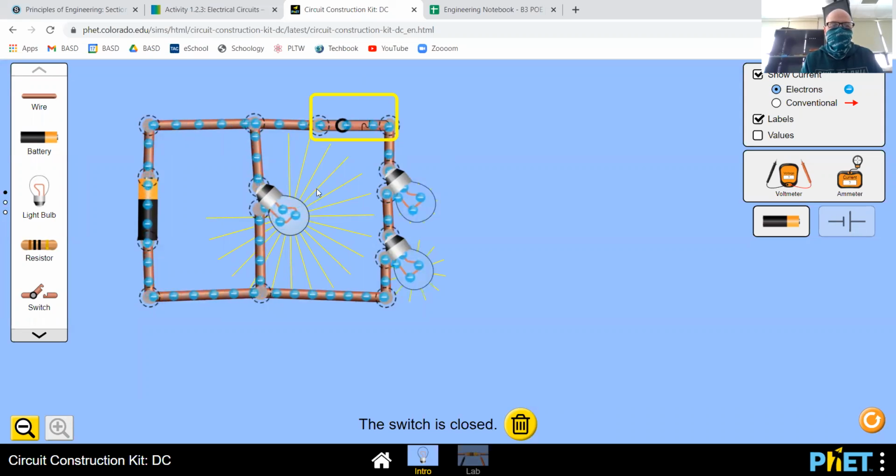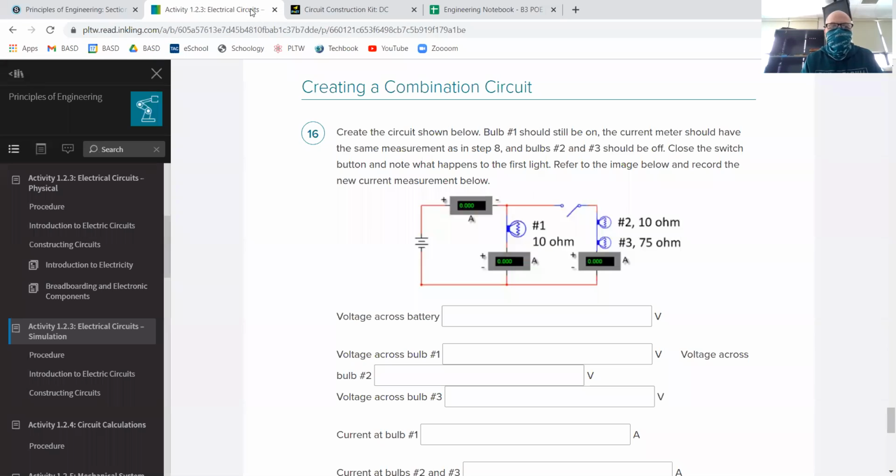And it says, look what happens. Well, this light bulb is still lit and it's pretty bright, but these two got a little bit lit too. Tiny bit lit, little dim light. This one a little bit more. Let's call that a dim, then a medium, and a bright. So that's what happened when we close the switch.